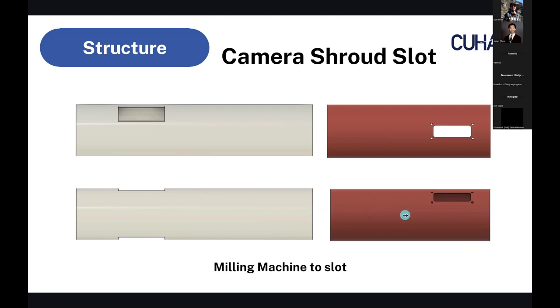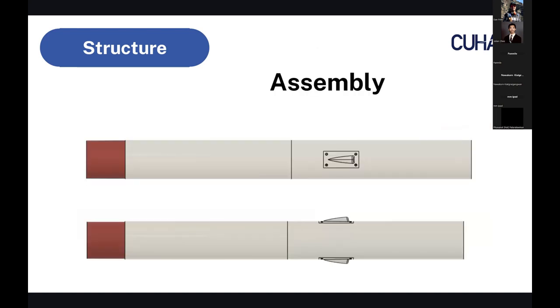And for the camera shroud slot, we'll use the manual milling machine to cut out a portion of the airframe. In the end, the camera shroud is supposed to sit on the airframe and stay flush with it. So here is the assembly of the camera shroud and the airframe.